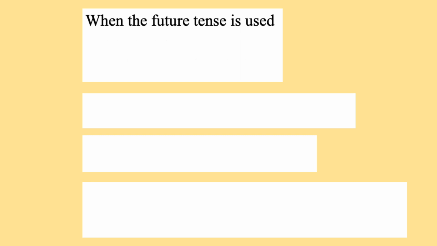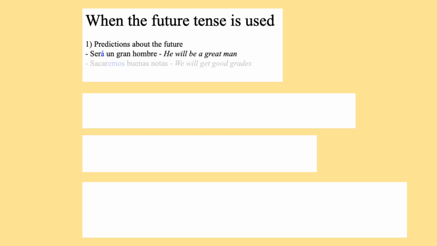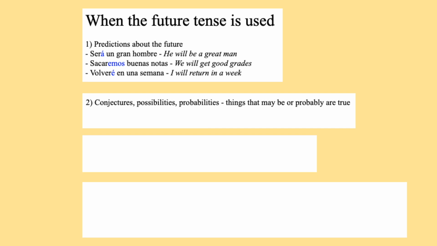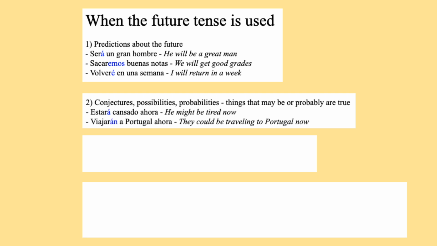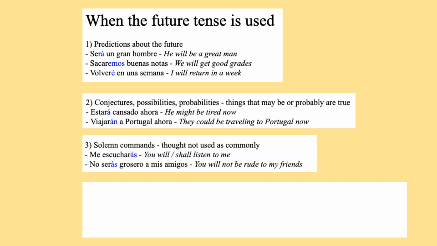So when is the future tense used? Well, what do you think? Obviously, when talking about the future. Será un gran hombre. Sacaremos buenas notas. Volveré en una semana. You can also use it for conjectures, possibilities, and probabilities. Estará casado ahora. Viajarán a Portugal ahora. And this is not as commonly used, but you could use it for solemn commands as well. Me escucharás. No serás grosero a mis amigos.